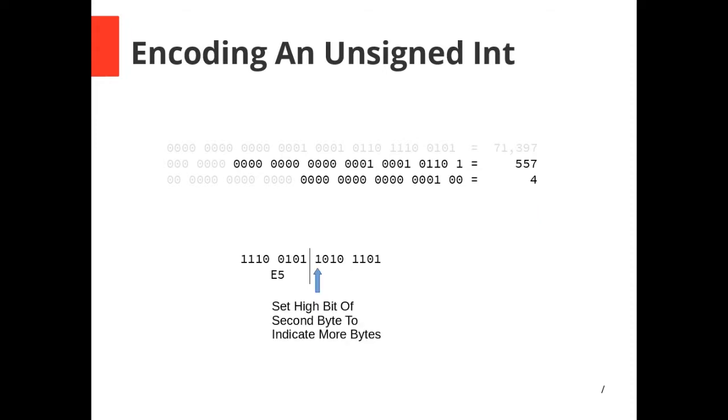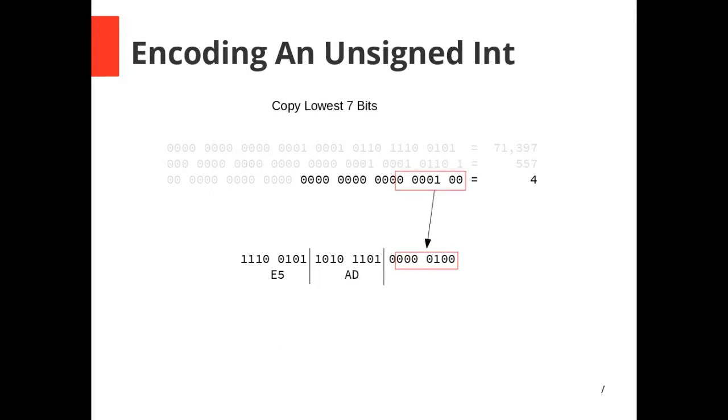Set the high bit to 1. Grab the lowest 7 bits. Copy them to a byte. Right shift 7 places. And it's 0. We're done.